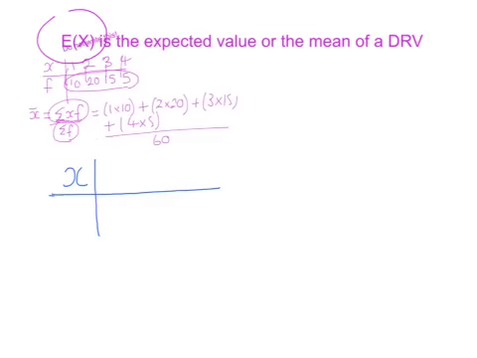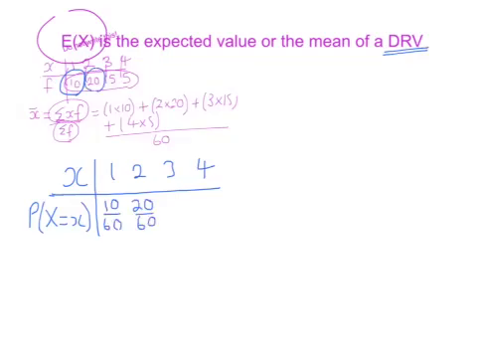And what I'm going to do now is think about what would happen if I didn't have a frequency table, but a probability distribution, because that's what I have when I'm looking at a DRV. So the probability that big X is one of my little small x's. What's the probability of getting a 1? Well, it would be 10 out of 60. And the probability of a 2 would be 20 out of 60, and it would be 15 out of 60, and it would be 5 out of 60.